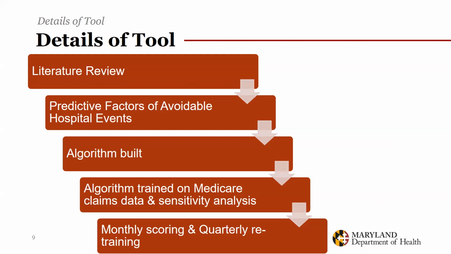So we started with a very extensive literature review, over 3,300 papers, and the goal of that review was to identify what the academic and clinical researchers have found to be the significant predictors of an avoidable hospital visit or an ED visit. So that literature review lent us this basket of potential factors, of which we have over 200 in the model right now.